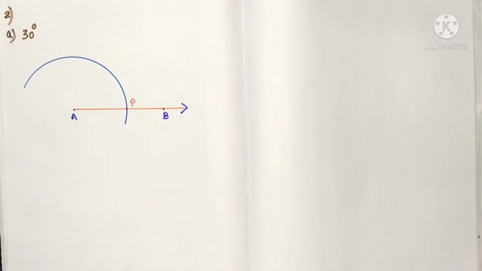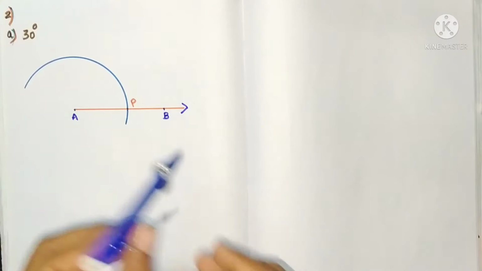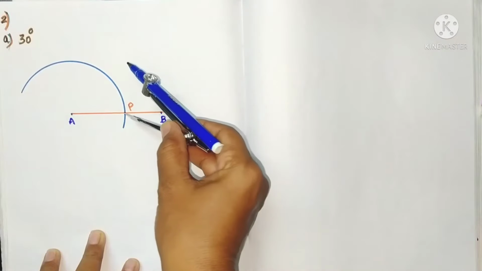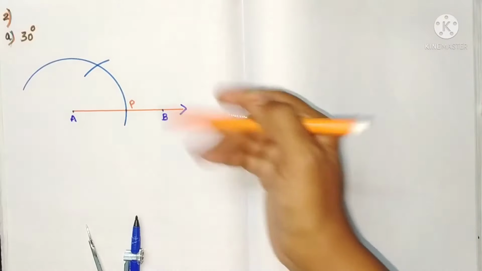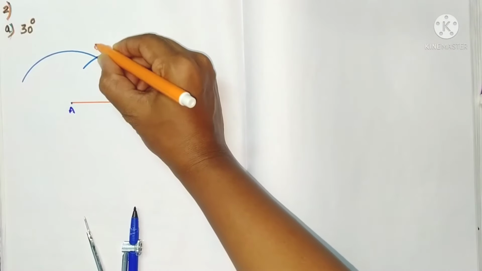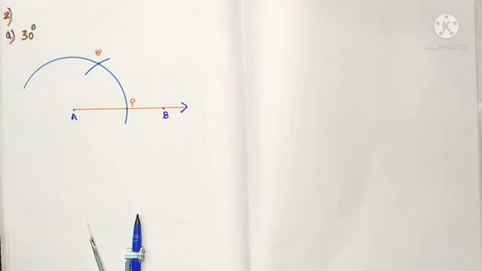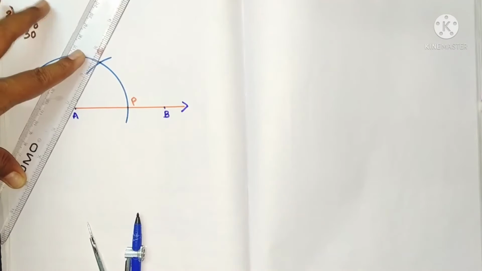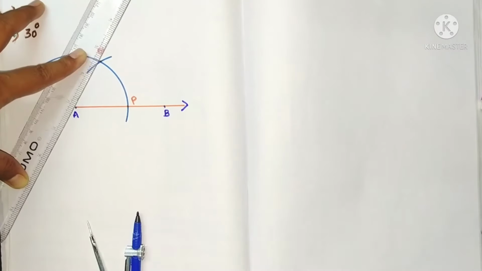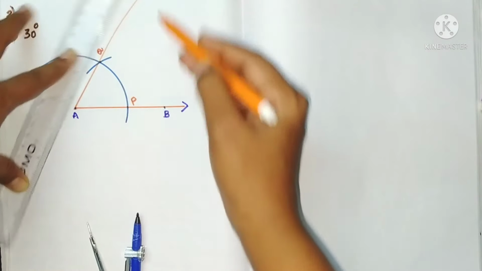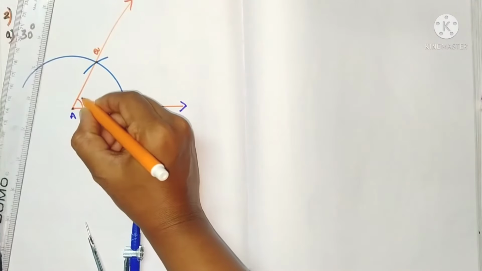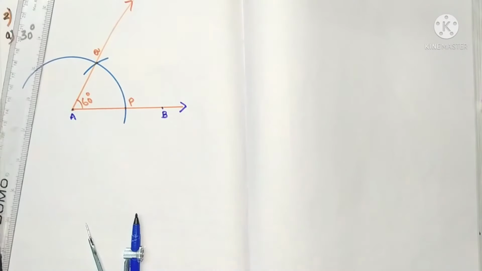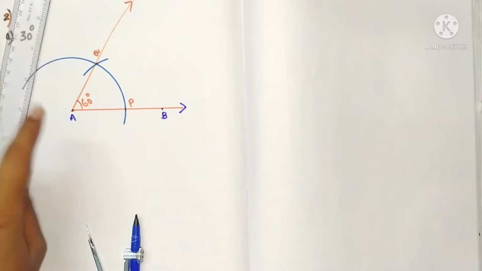Let it be P. Now without disturbing your compass, that means with the same radius, again with P as center, draw another arc like this. Again it intersects the first arc at one point. Now draw a ray through A and Q. So this is the angle 60 degrees. Sorry, it's not required. So this is 60.